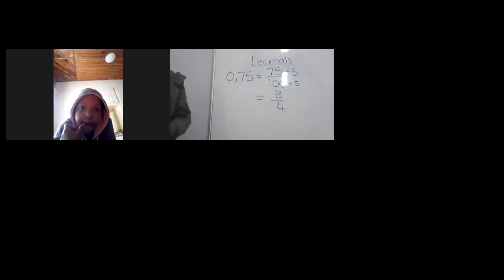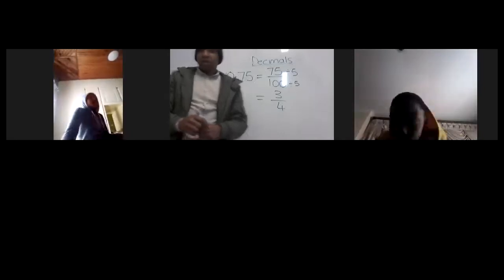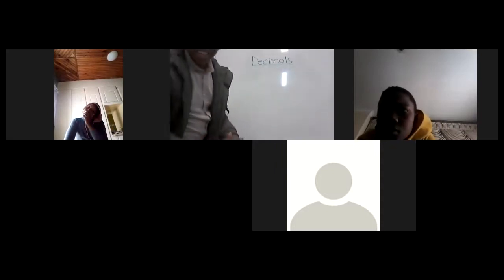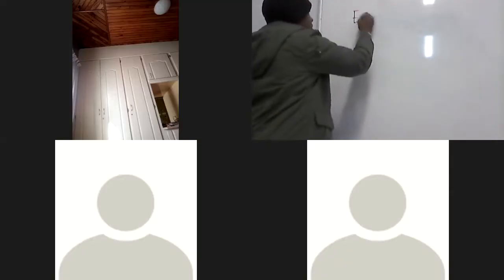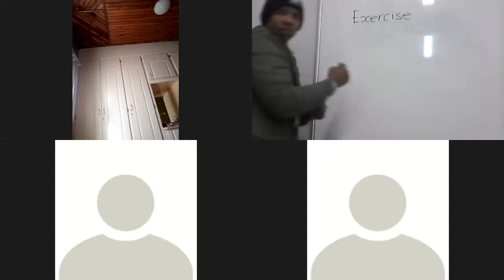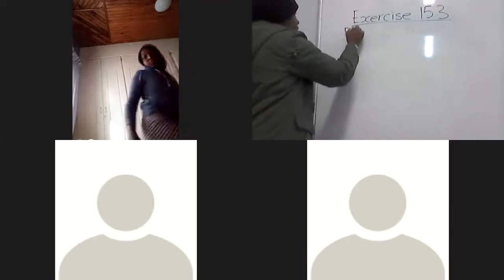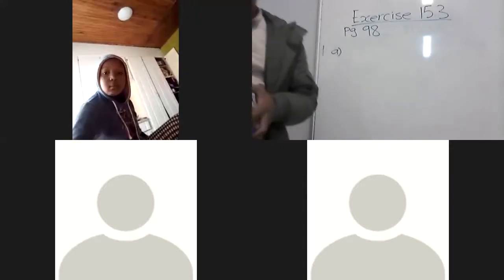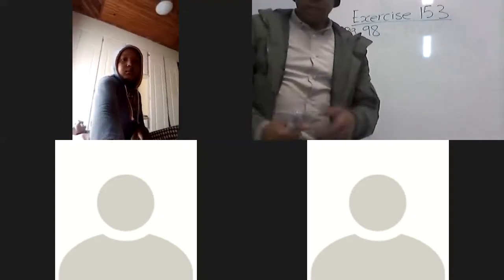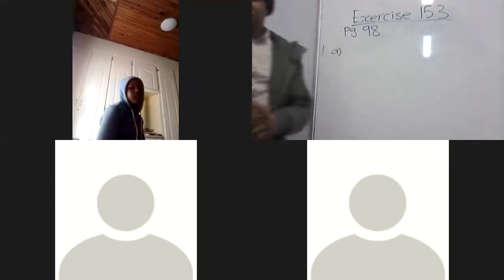All right. So I'm going to do exercise 15.3, which is on page 98 of your textbooks. So that's on page 98. The first question is asking us to write the following decimals as fractions in their simplest form.